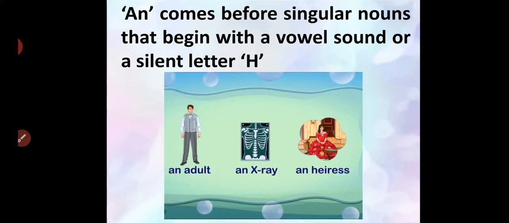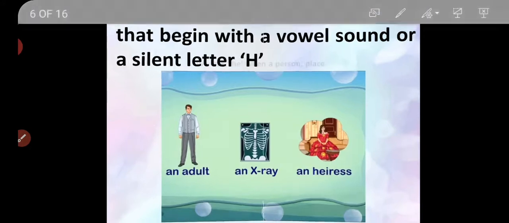The third example is an heiress. H is silent here. You can see some other examples: an hour, where H is silent; an honest, where H is silent; an eraser, an egg, an old man. Like that you have to be very careful, and an is used before a vowel sound only. We have to remember this very carefully.